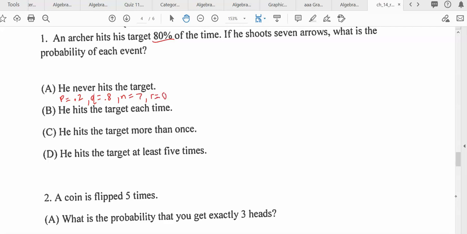Okay, so now at this point, you just kind of plug it into your calculator. So this would be, let's see, NCR. So this would be 7 choose 0, times P, which is 0.2, to the R, which is 0, times 0.8 to the 7th.